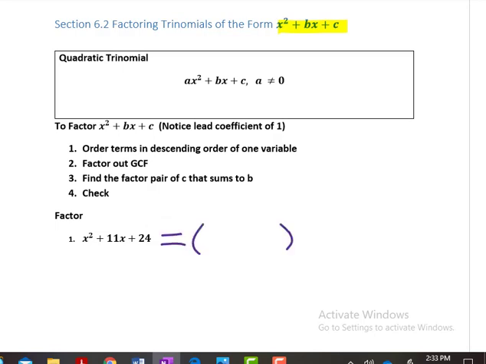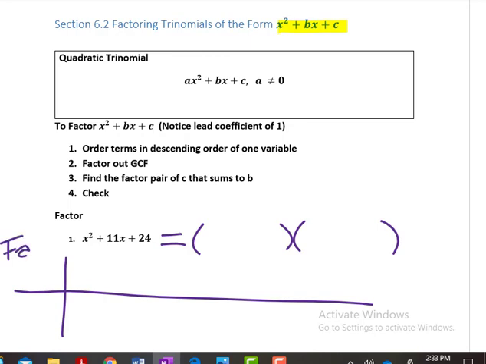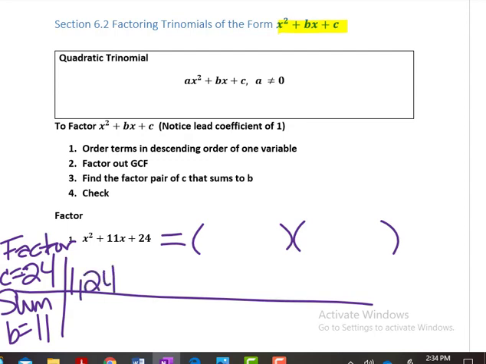Okay, so I'm going to create my answer area, and then I'm going to look at the factor pair of 24, but specifically the factor pair that sums to b, which is 11. So the factor pair of c, which is 24, that adds up to 11. Now a factor pair is just a set of numbers that would multiply to 24. I'm listing out the different factor pairs for 24. There actually are a lot of them.